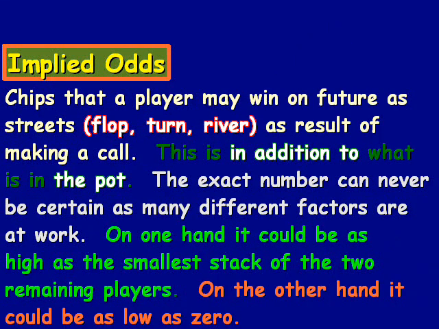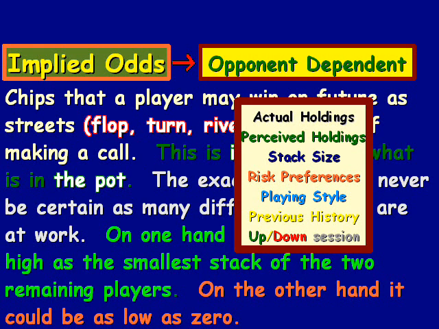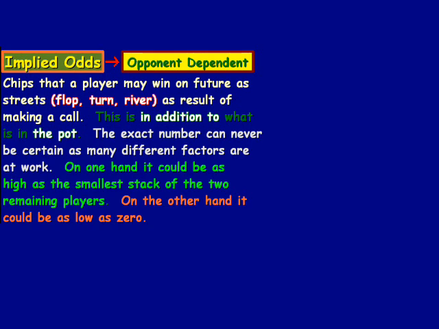And on the opposite end of the spectrum, implied odds could be as low as 0. Some players just do not offer implied odds, or maybe they don't have the holdings to offer implied odds. So there are many different factors at work here. And again, it's opponent dependent. And that goes back to these different holdings, stack sizes, and so forth. So let's take a look at two different examples on opposite ends of the spectrum here.